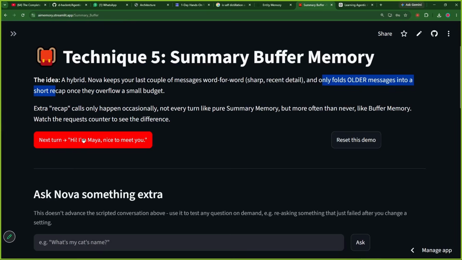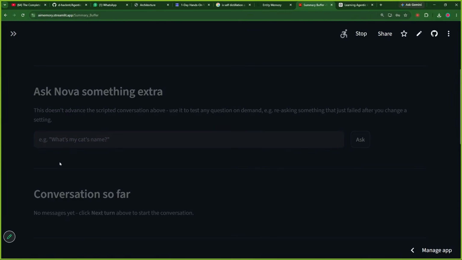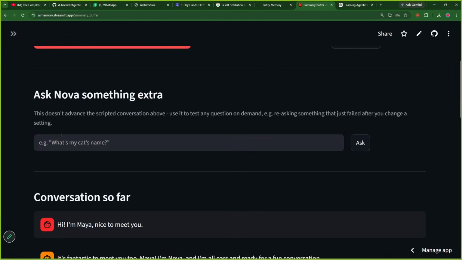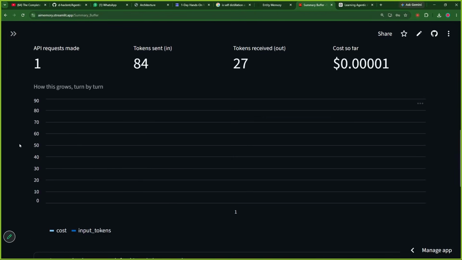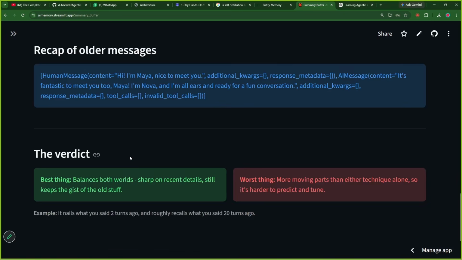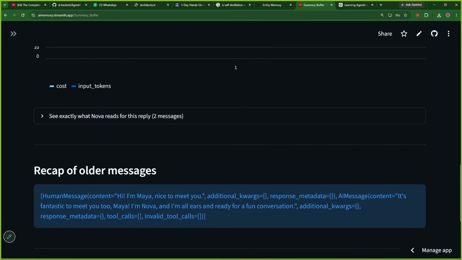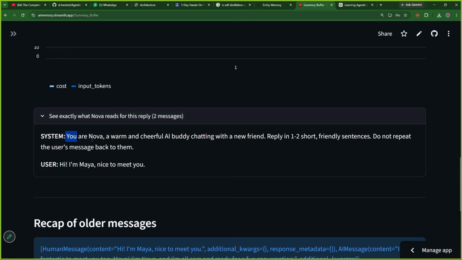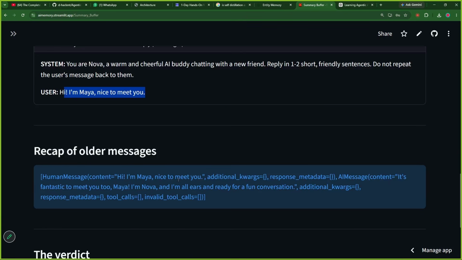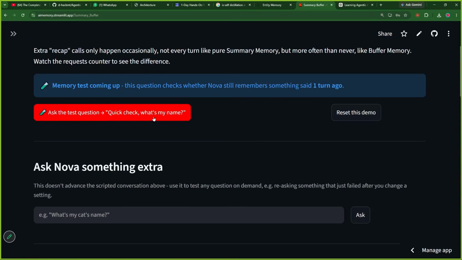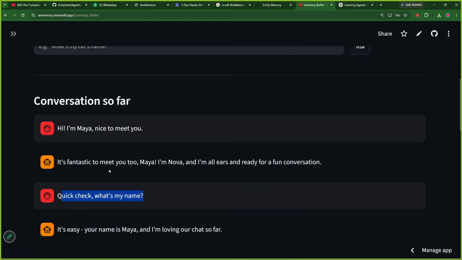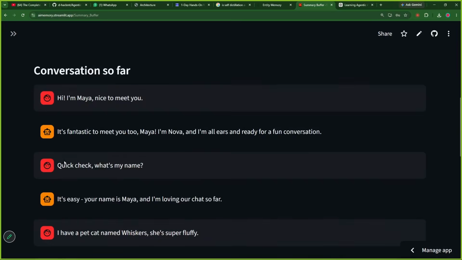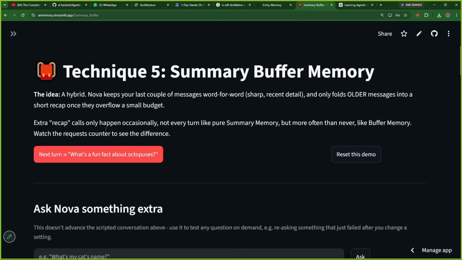If I write, my name is Maya, it's nice to meet you, see what's going to happen. Okay, it's going to reply, it's fantastic to meet you, one request, no summary cost. See here, recap of older messages. Currently, what happened? System message and first message, nothing has changed. Okay, because we are still in the context buffer, let me go for 3, 4 messages. Okay, so she remembers my name. I will go for one more message. I will go for 4, 5 messages.